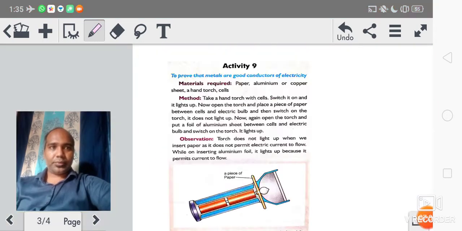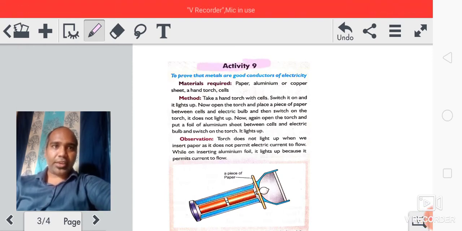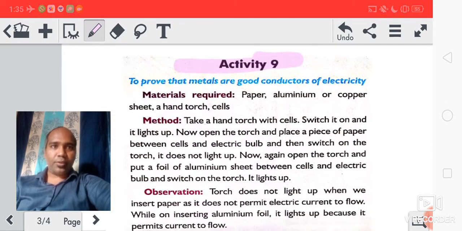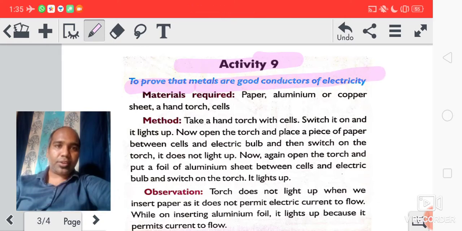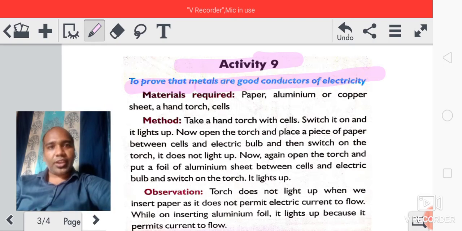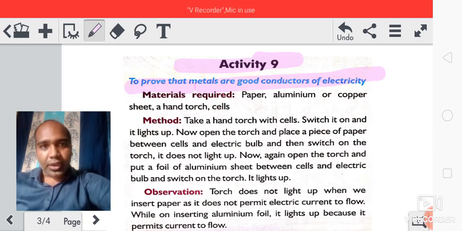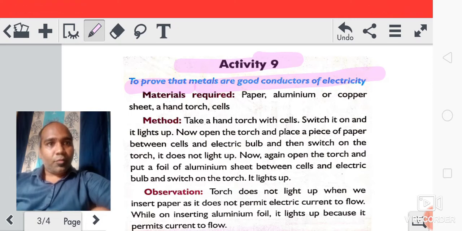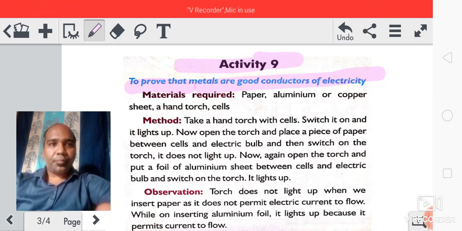Got it? Now come to this experiment. What is that? Activity 9. So what is this activity about? To prove that metals are good conductors of electricity. We have studied metal and non-metal. So the material which is metal will be a good conductor, means it will allow the current to pass easily through it. So we have to prove it. How will we prove it?